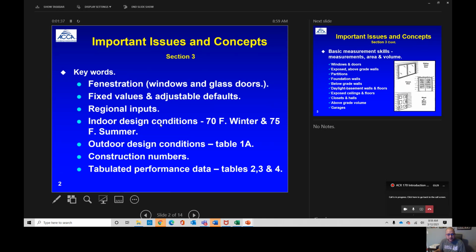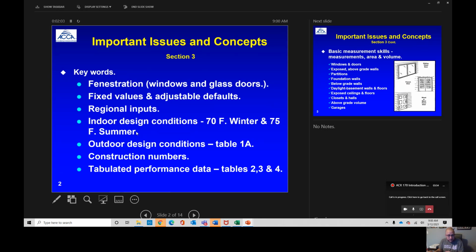Your indoor design conditions are going to size the system for 70 degrees in the winter, 75 degrees in the summer. So if you want to change that, and say, I want to size it for 72 and 72, if the program gives you the opportunity to change that, you can. If not, that's something you may have to factor in. So just note that that's what it's sizing for: 70 in the winter, 75 in the summer.